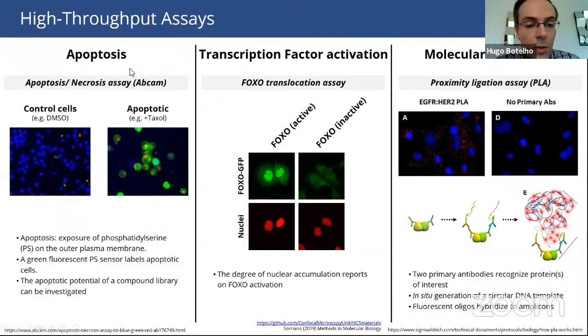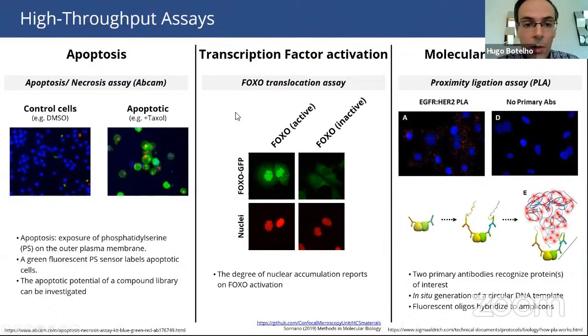So if you're interested in apoptosis and in identifying apoptotic compounds or compounds leading to apoptosis, you can use a fluorescent reporter which stains phosphatidylserine in the outer leaflet of the plasma membrane and screen a library of compounds and see whether you have staining with this reporter and/or decreased number of cells in your sample. So the outcome would be to detect whether you have increased labeling with this apoptosis reagent.